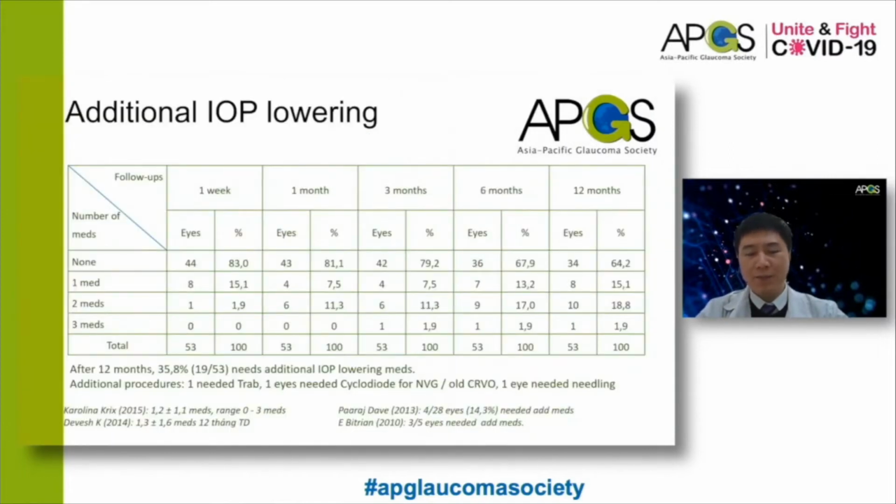Of course, we have some cases where we needed some additional IOP lowering agent, and you can see that on the table. Up to 35% of the eyes, 19 eyes, needed additional IOP lowering medication. And we had 3 cases that needed some additional procedure. 1 case needed trabeculectomy, and another case needed cyclodiode for NVG. We didn't consider this case a failure because of the coinciding problem in this patient. That patient got the NVG after the old CRVO, so we didn't consider that case a failure.